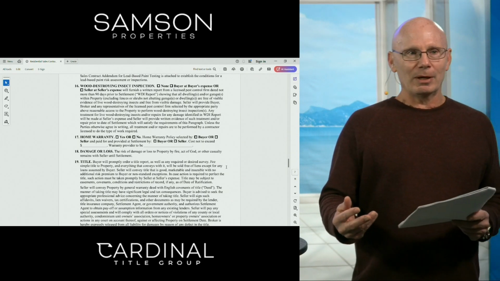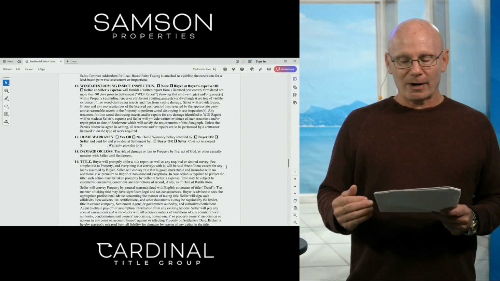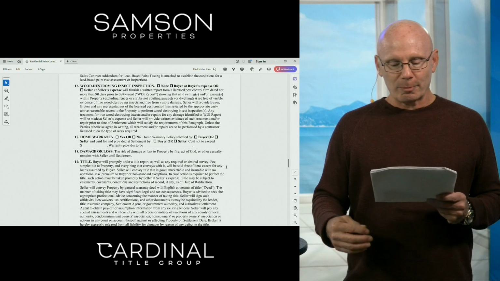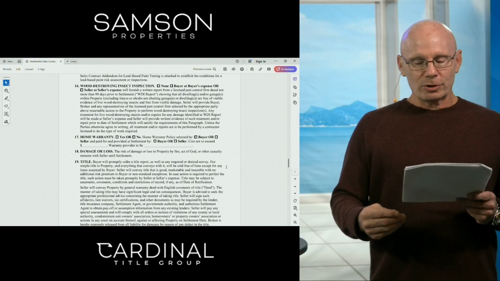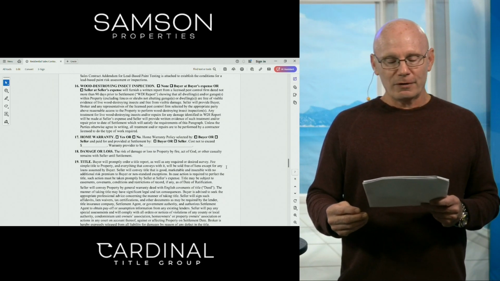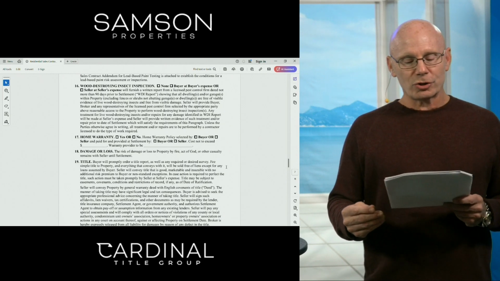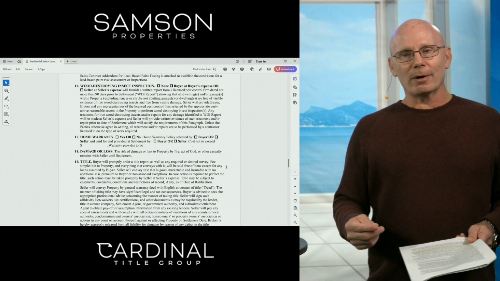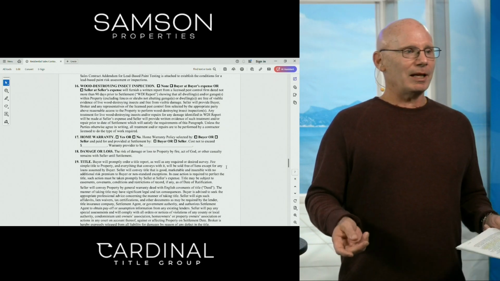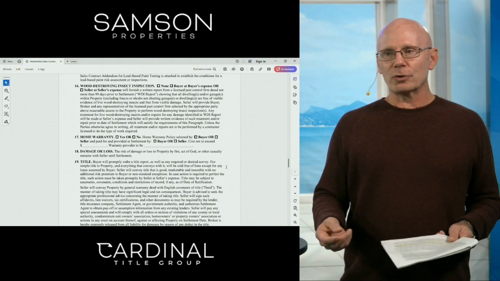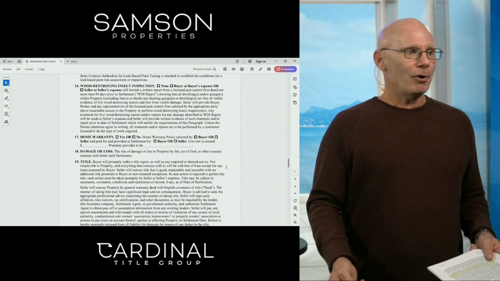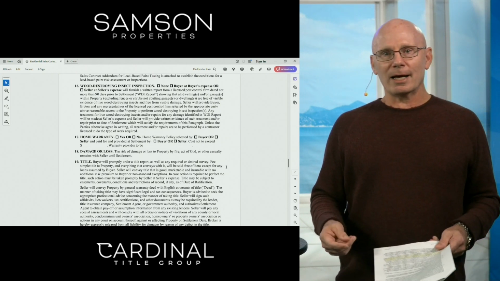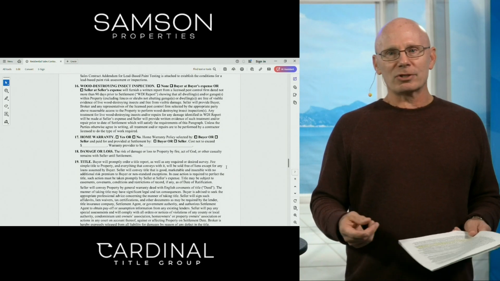Just as an agent, be cognizant of the fact that this paragraph says that they're going to do the WDI, they're going to provide a report, and they're going to determine whether or not it is free of visible evidence of live wood-destroying insects and free from visible damage. So you get your report, and that report says evidence of dead insects. Does your seller have to pay for treatment? No, right? They don't.